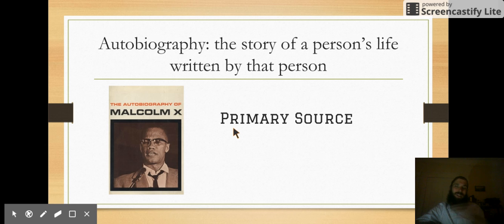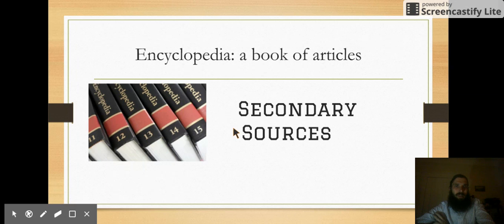He wrote it himself. Now, what if you were learning about Malcolm X, but you were reading an encyclopedia article about him? Well, an encyclopedia is going to be a secondary source. That wasn't created while he was alive. That's people taking information about him and writing a book about him after he already died. An encyclopedia is going to be a secondary source. It was not around while he was alive. It was created afterwards.